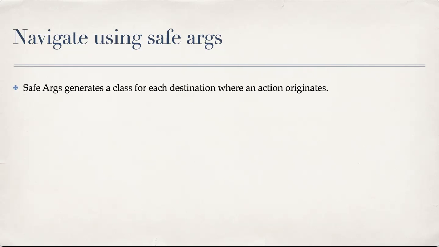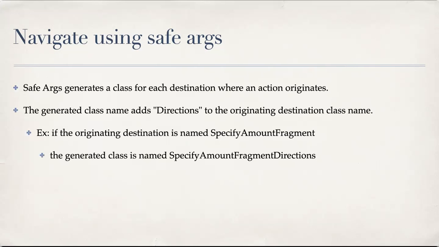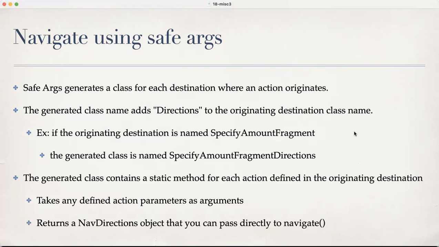So what type of classes? Here is an example. The generated class name adds Directions to the originating destination class name. That is, for example, if you have an originating destination, that is an originating fragment or a node, which is named SpecifyAmountFragment, then the generated class will be named SpecifyAmountFragmentDirections. And then you'll be able to use it like this.